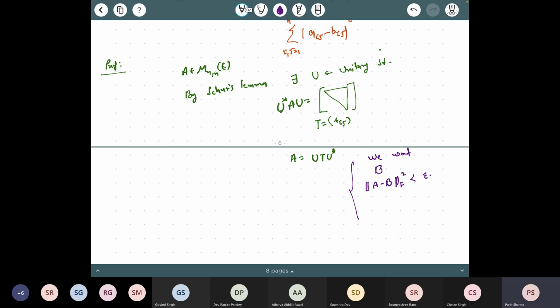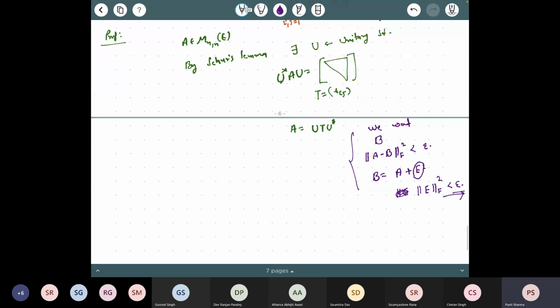All right. So what I can do, I should choose B. I can choose B as A plus some matrix E such that norm of E, because then A minus B would be just norm of E. I should choose this E such that norm of E is less than epsilon, right? So I can choose B equal to A plus E. The only thing is that this E I should choose appropriately so that all eigenvalues of B become distinct, and also it satisfies this norm inequality.